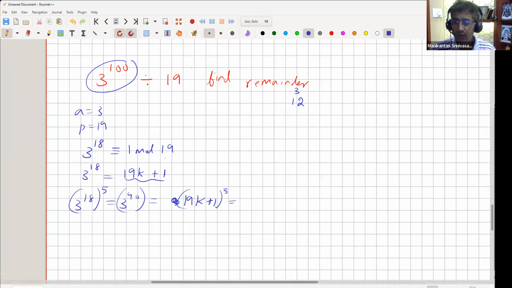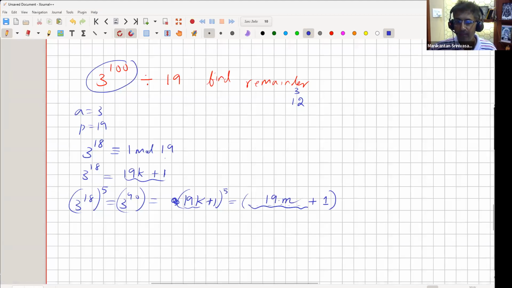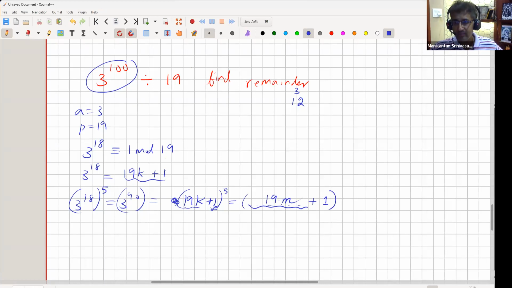Now, when I do (19k plus 1) whole power 5, you'll have the binomial expansion of that, right? So all of the terms will have 19 power 5, 19 power 4, all of that. All of those terms will have 19, except the last one, which will be 1 power 5, which is 1. So this whole collection is some other multiple of 19. I don't care, it is 19 times some other big number m. So the advantage of having a remainder of 1 is that if you keep multiplying by any power after that, it'll still be 1, because 1 power anything is 1, and the rest is anyway a collection of multiples of 19.